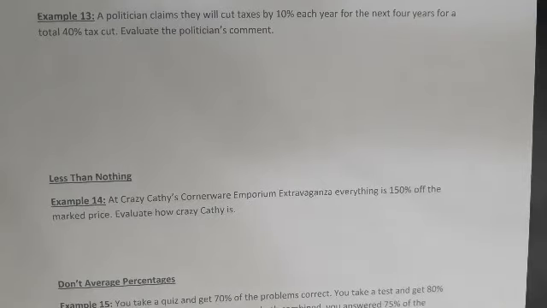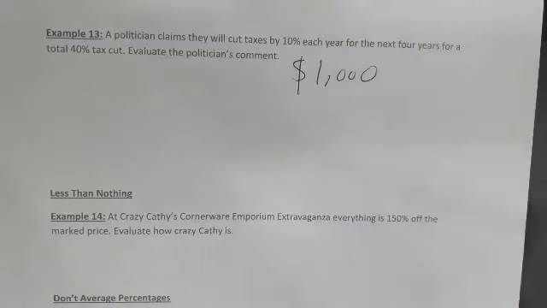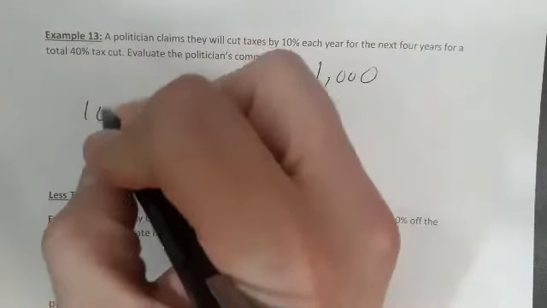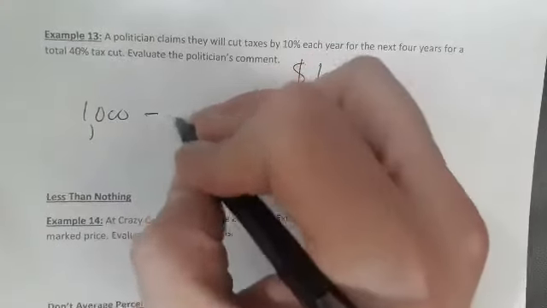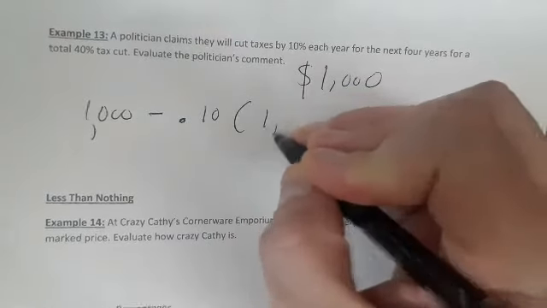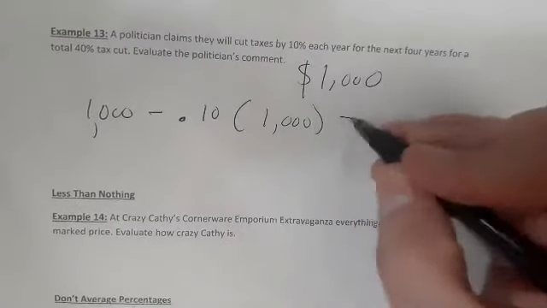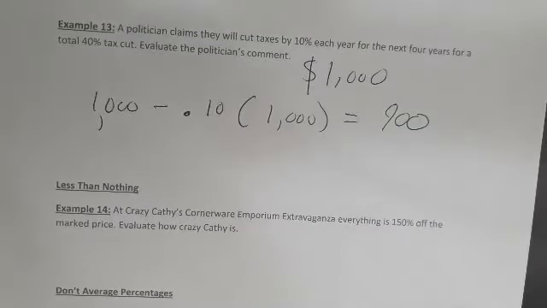So again, say taxes are cut by 10%. Assume you are paying some amount. Let's do 1,000 this time, and we're going to reduce it by 10%. 10% of what? We're going to reduce it by 10% of 1,000. So 10% of 1,000 is 100. So the first year, my taxes are going down to 900.